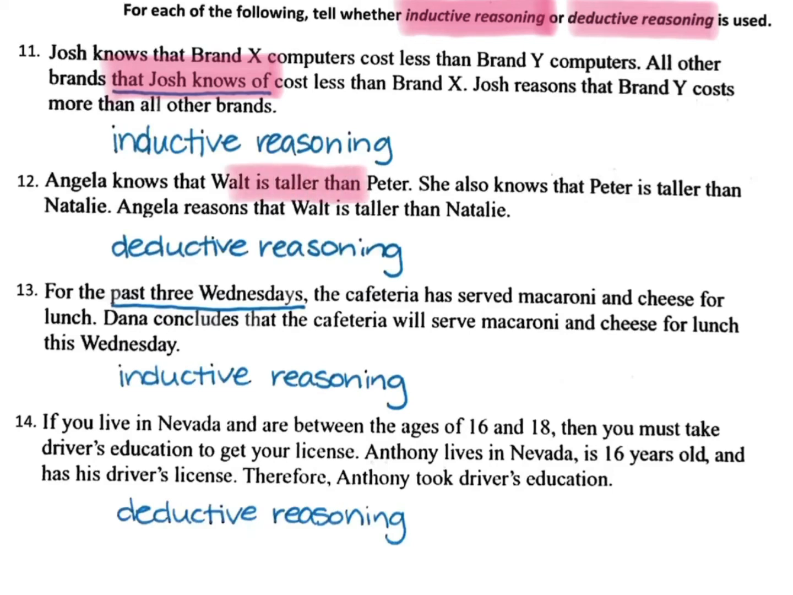This one was just talking about Walt is taller than Pete. Pete is taller than Natalie. So those are just facts. And so if it's just the facts, not just a pattern that you see, that's deductive reasoning. Here's another inductive. We've seen a pattern over the last 3 Wednesdays. And on number 14, I see just a straight up if-then statement, and it's talking about the laws in Nevada, so that's a deductive reasoning.